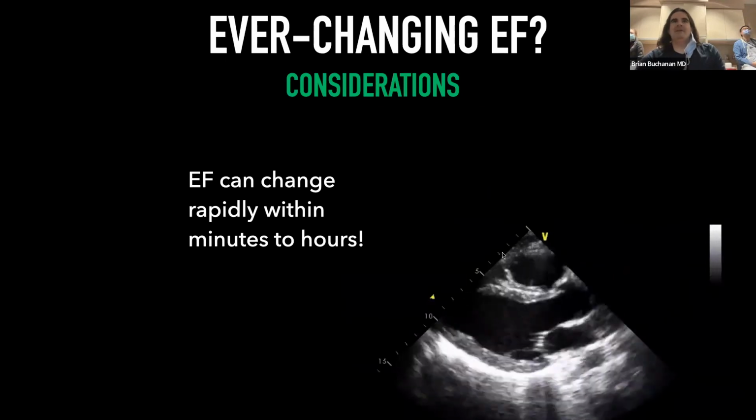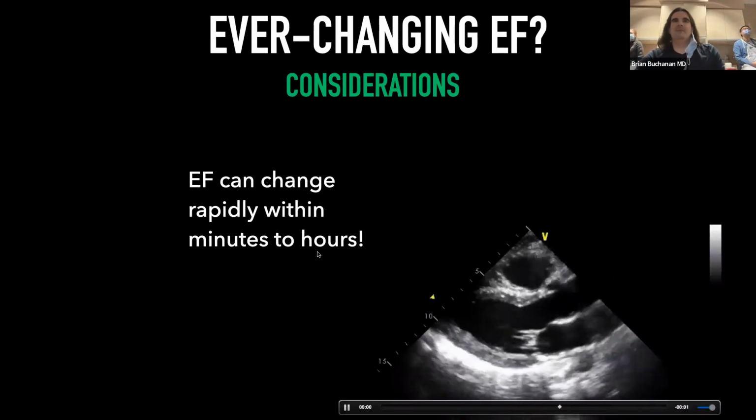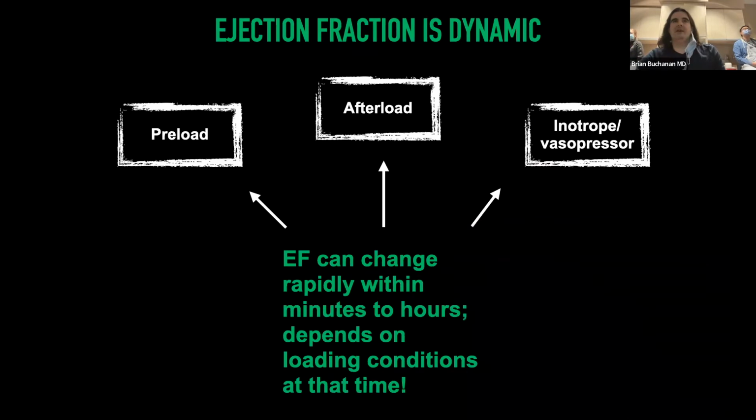EF can change rapidly, within minutes to hours, for a number of reasons. Things like preload, for example. I think people here are familiar with the Frank-Starling effect, right? So you increase the preload to a point, and you'll have an increase in function. Afterload, obviously, a reduction in afterload can help with function. Inotropes or vasopressors, their adrenergic state, can also improve the ventricle for select patients, obviously not all patients, but it can be dynamic.